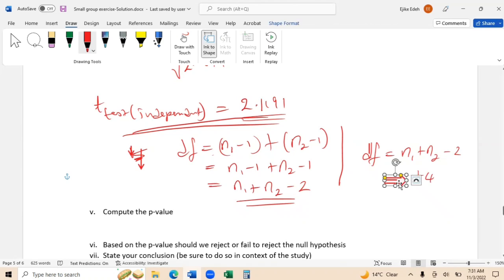Okay, in this case, we know that each of these is 4. So that gives us 4 plus 4 minus 2, which is 8 minus 2, which is equal to 6. So our DF here is 6. So let's go back to the Excel and put in 6.